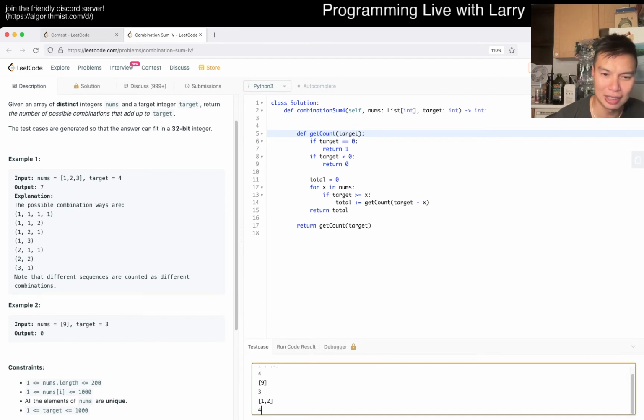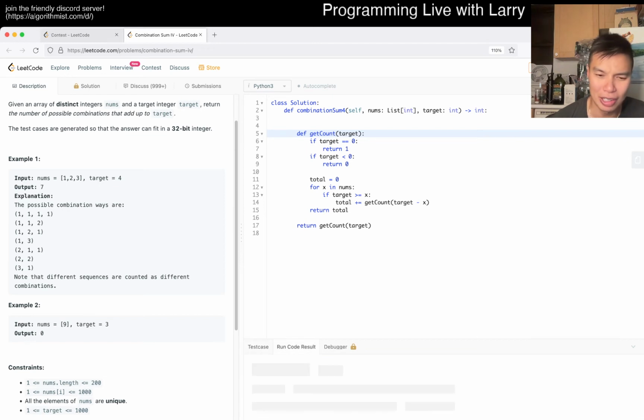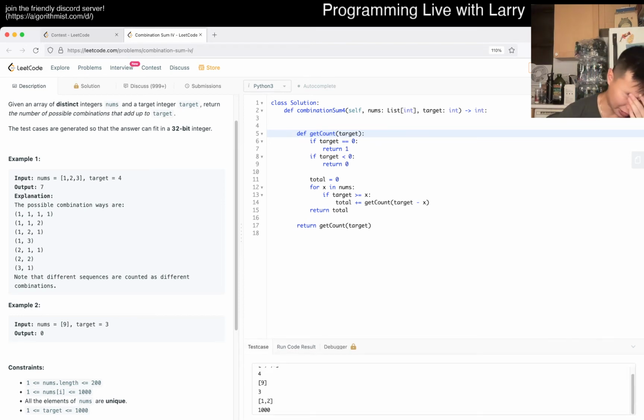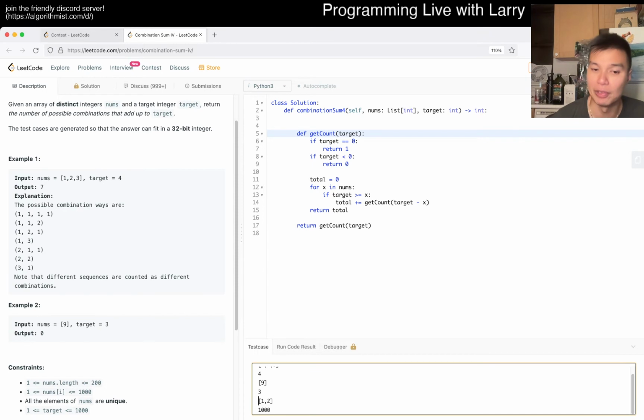Right, because then you just do 1,000. Anyway, it'll probably be too slow. Don't know if it's Fibonacci. Yeah, the answer is too big, so it's an invalid test case. But you can imagine that even if we are a little bit better about it, it will be too slow. So the idea to fix this is just with memoization.